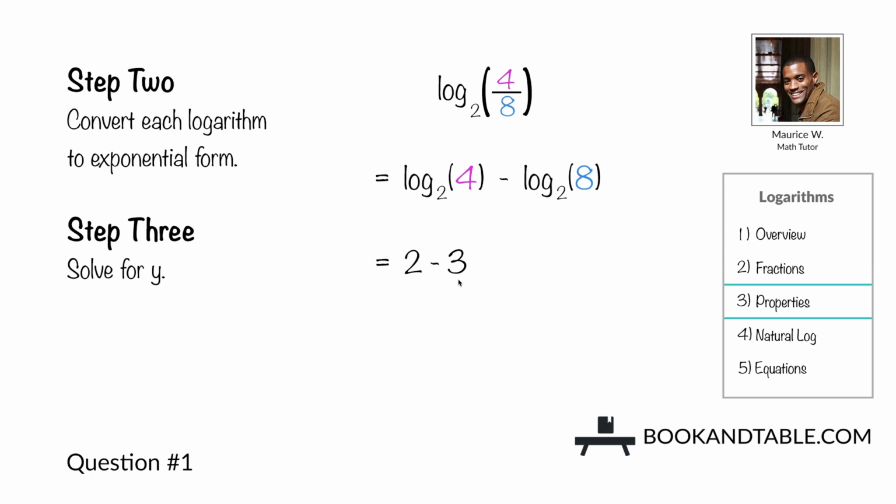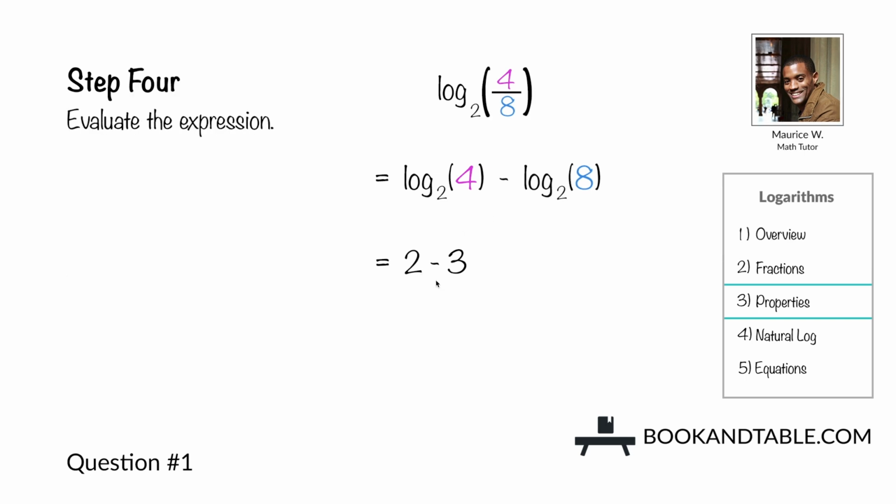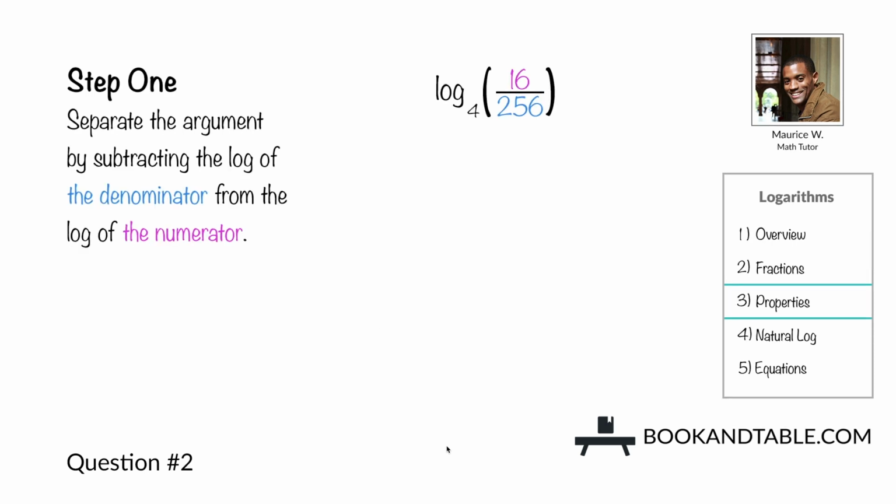So we find that the log of base 2 of 4 divided by 8 is equal to the log of base 2 of 4 minus the log of base 2 of 8, and that's equal to 2 minus 3. And if we evaluate the expression 2 minus 3, we find that this is equal to negative 1. So that is the answer to question number 1. Let's now have a look at question number 2.